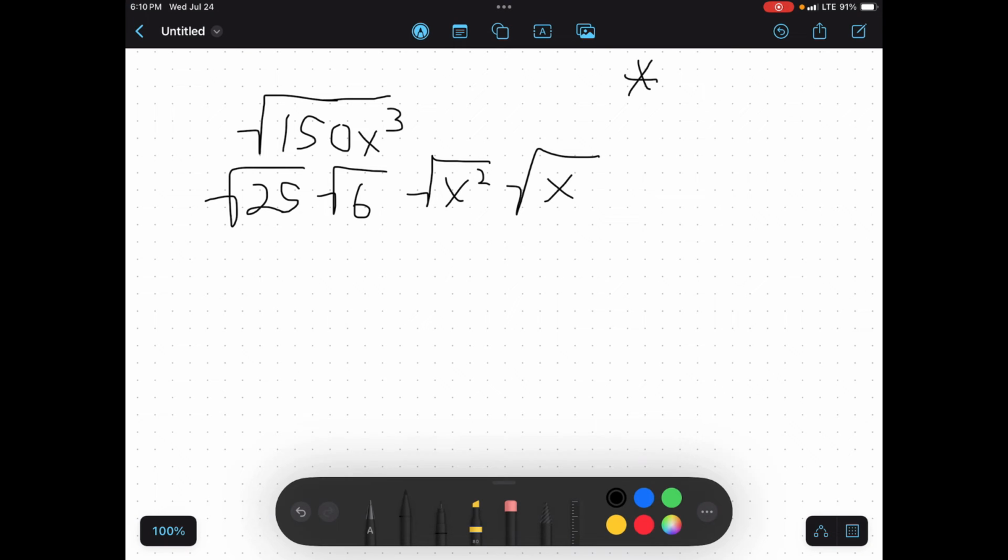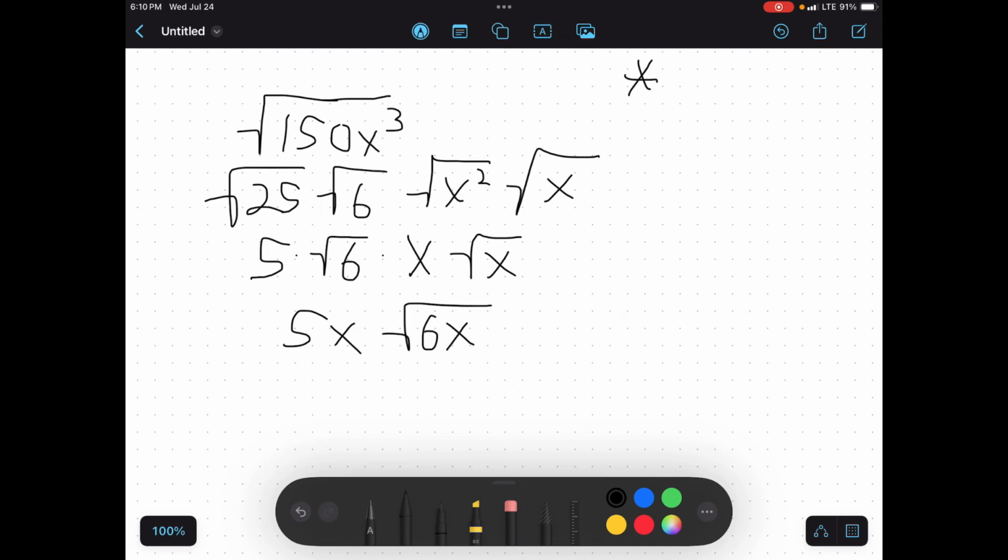So the square root of 25 is 5. The square root of 6 is irreducible. Put little tiny times dots in there. The square root of x squared is x, and the square root of x is irreducible. Now that we have simplified all of our radicals individually as far as they will go, the last step is to just recombine everything. Anything that is not underneath the radical goes together, and everything that's underneath the radical goes together under one radical. So in this case, we get 5x radical 6x.